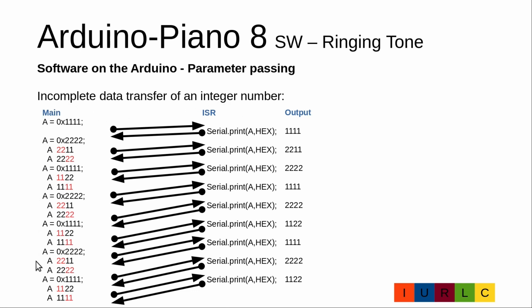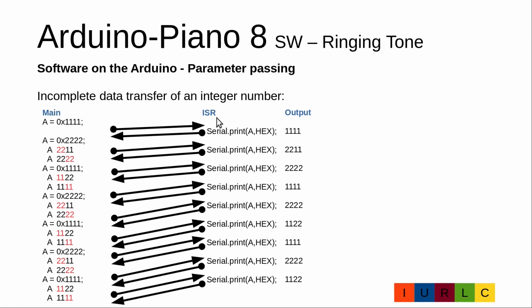We have here the main program flow, here the interrupt service routine calls, and here the output of the interrupt service routine. We have the variable a, which is initialized with the value 1111 hex, and during the program flow it is alternately loaded with 2222 hex and 1111 hex and so on. With the assignment a = 1111, the Arduino Nano first loads the high byte of a with 11, and in the low byte there is still the value 22. In a second step, the Arduino Nano also loads the low byte with 11, and then we have the complete data in variable a.